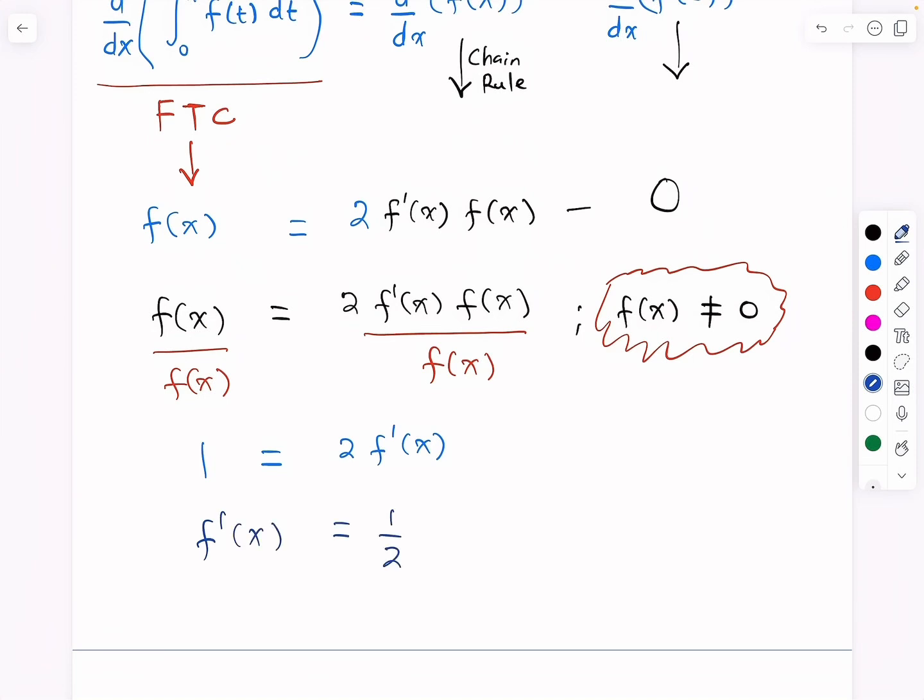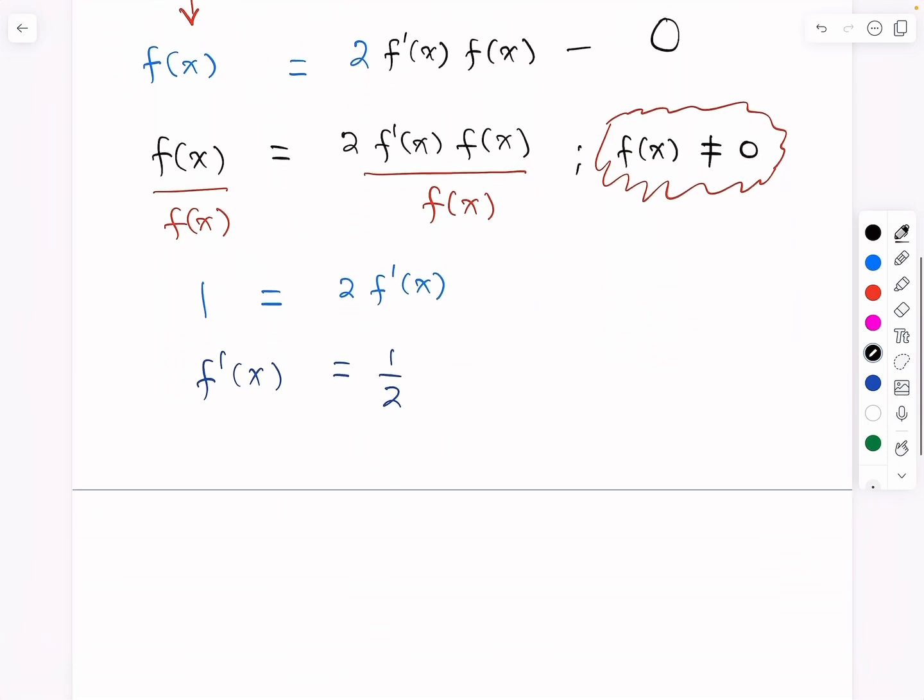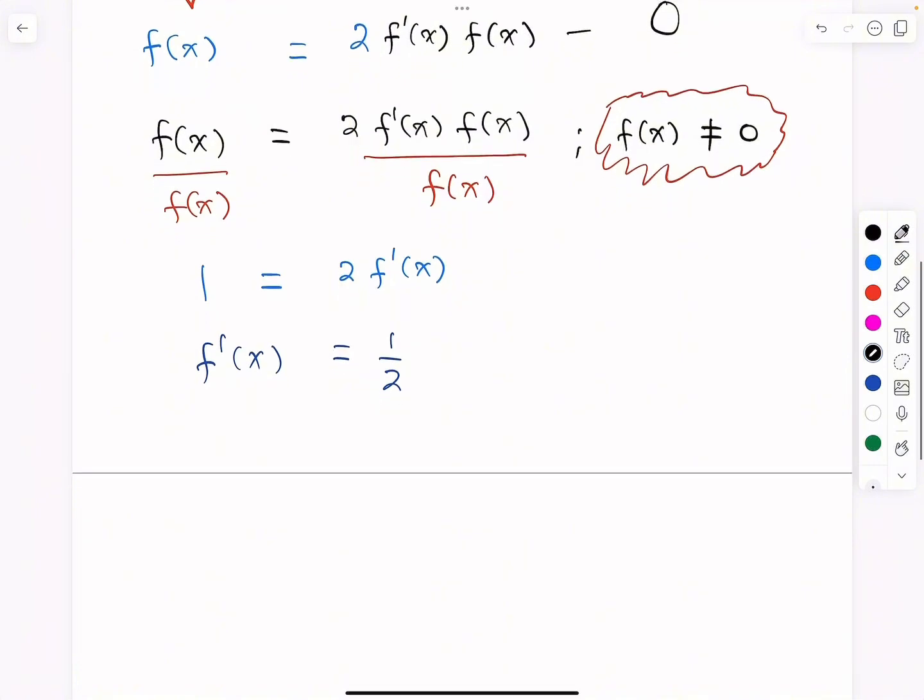Is that what the question asks us to find? No. Remember, the question asks us to find the continuous function f of x. Now we have f prime of x. The next thing I'm going to do is integrate both sides. So I have the integral of f prime of x dx equals the integral of 1 over 2 dx.